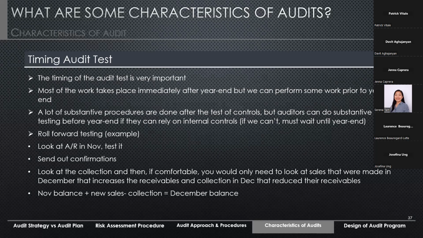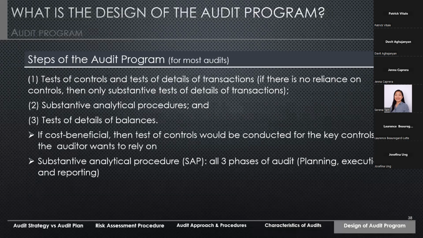I'll let you guys read this roll-forward testing example. So this is more during the interim period, like how you're trying to complete the last month steps of the audit program. Again, test of controls and test of details of transactions, substantive analytical procedures, and test of detailed balances. So you would start with the test of controls first, then you would do the substantive analytical procedures, and then lastly you would do test of detailed balances, because this takes the most time.